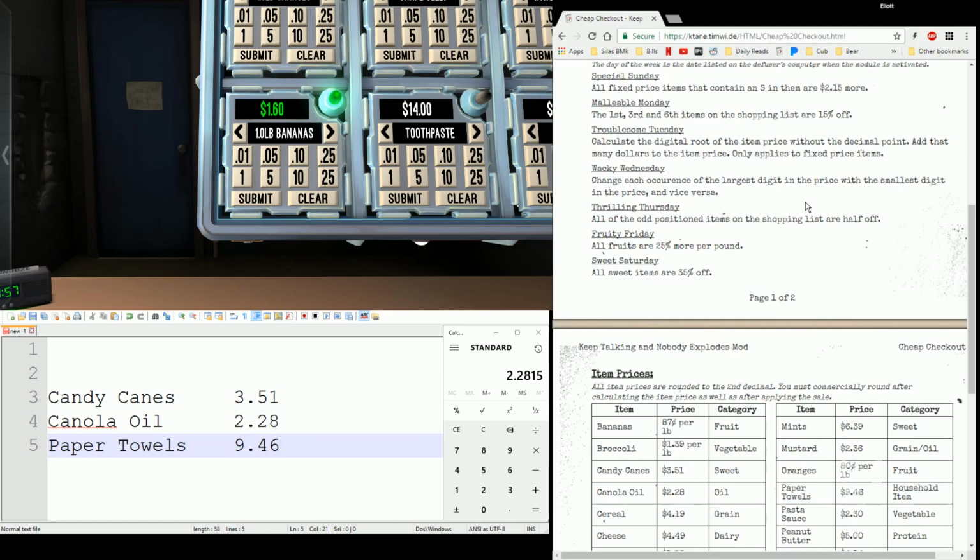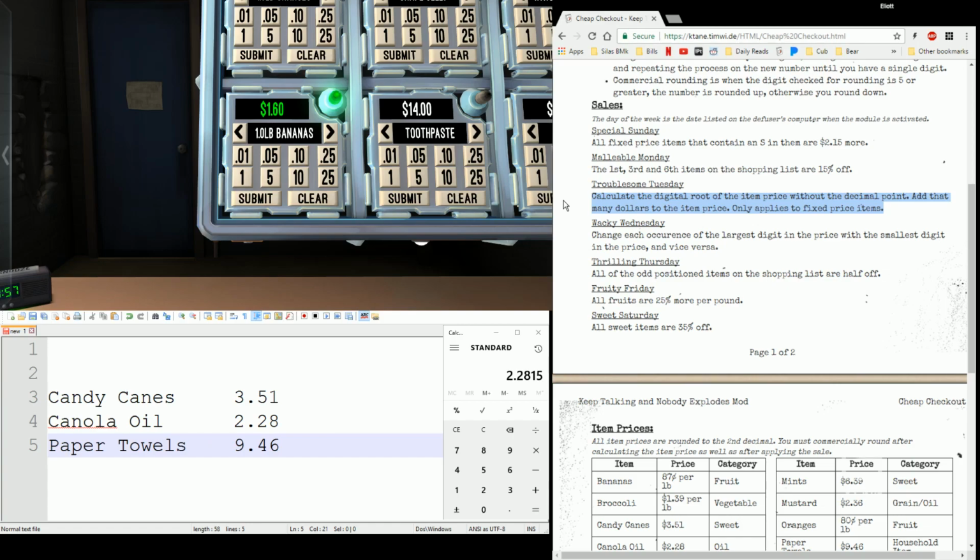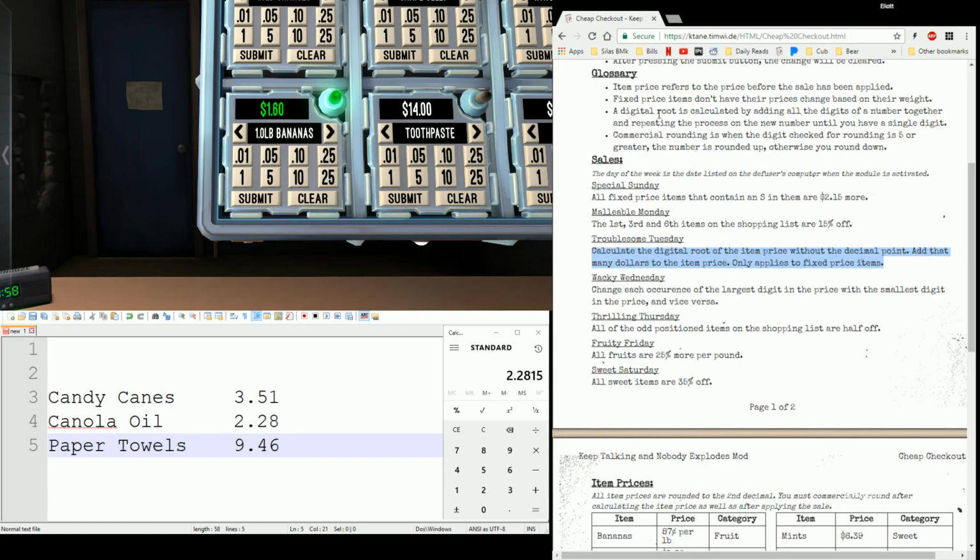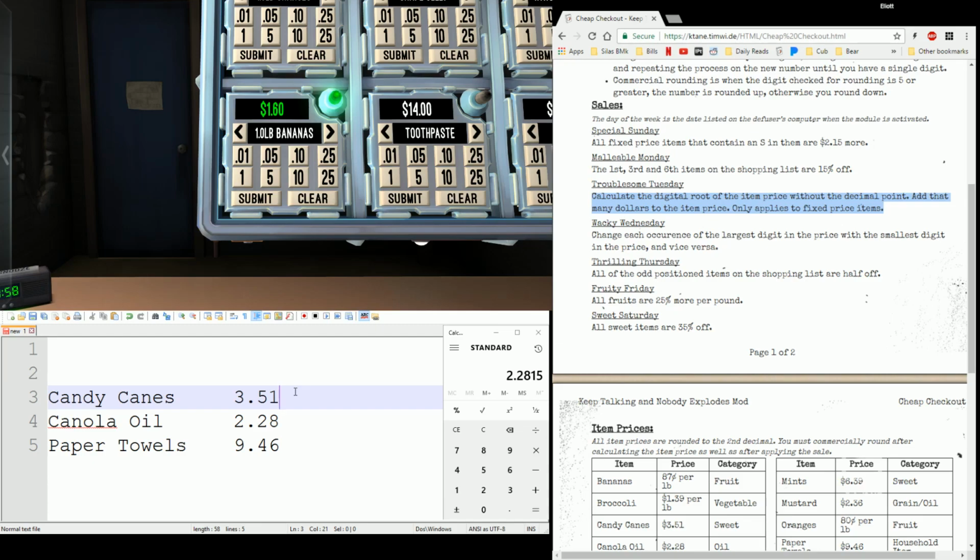On Tuesday, we calculate the digital root of the item price without the decimal point. What the heck does that mean? It does actually specify up here how to do a digital root, but basically, you're going to take all the digits, all the numbers, add them together. If you've got multiple digits, you're going to add them together again, add them together again. That's your digital root. And in this case, we're going to add dollars equal to the digital root. So for 351, we go 3 plus 5 plus 1 is 9. That's a single digit answer, so we're going to add $9 to that one.